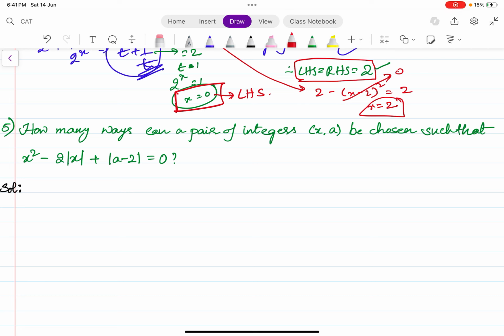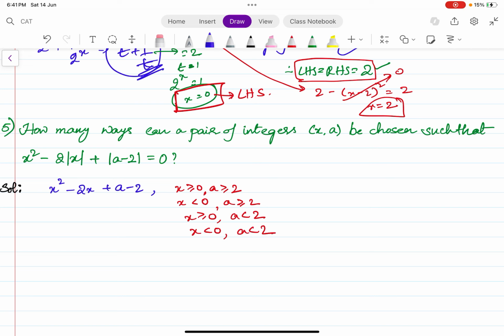So as I already mentioned, as soon as you see a quadratic equation in terms of modulus, you simply write down all the values for different values of the modulus. So what are the conditions here? x is greater than or equal to 0 and a is greater than or equal to 2. The next condition would be x is less than 0, and a is greater than or equal to 2, x is greater than or equal to 0 and a is less than 2, and x is less than 0 and a is also less than 2. So these are the possible conditions that you have.